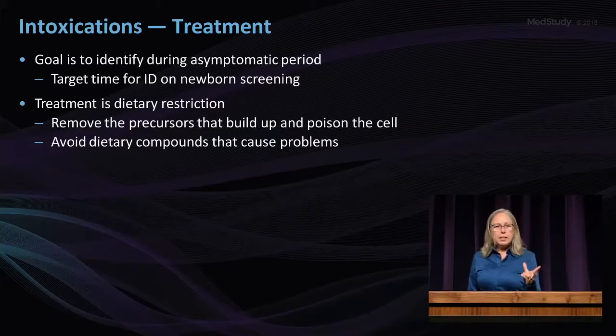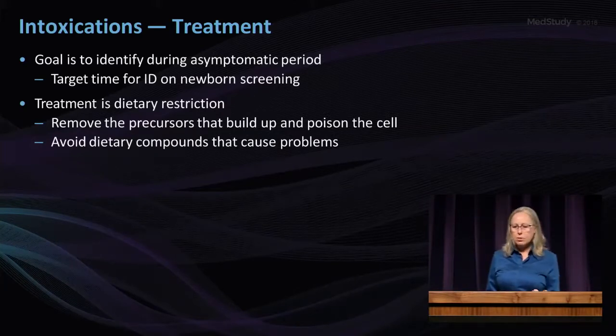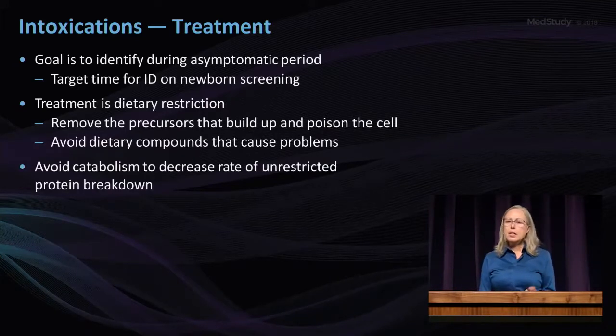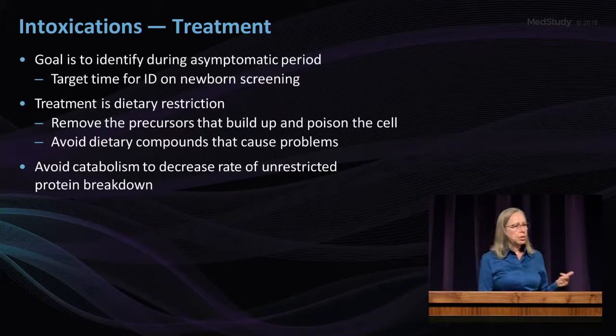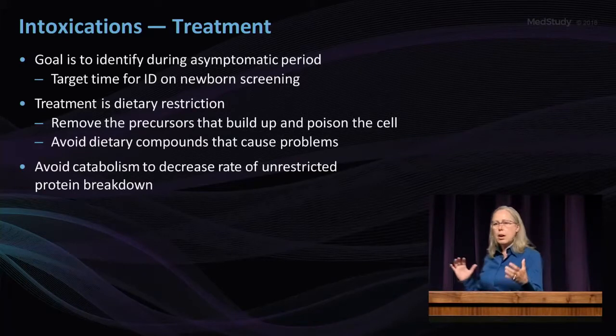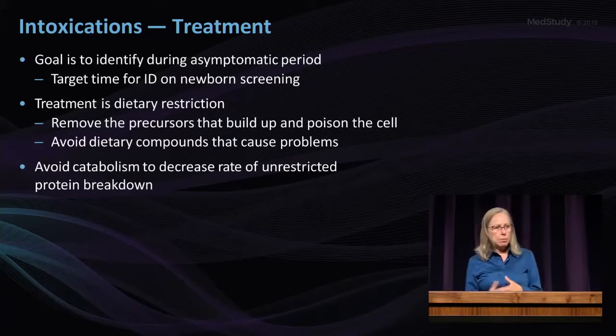Treatment is often a dietary restriction. You remove the precursors that build up and poison the cells, and then you avoid dietary compounds that cause the problems. You would also like to avoid catabolism to decrease the rate of unrestricted protein breakdown. So every time somebody gets sick, they're going to go into a catabolic state. So no matter how well they were doing on their diet, now we're going to get disordered metabolism based on that.